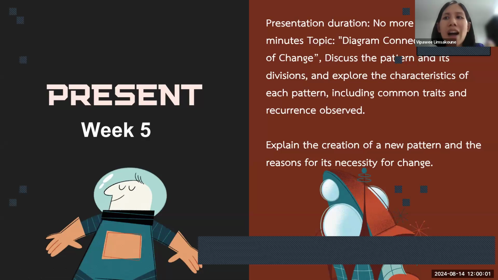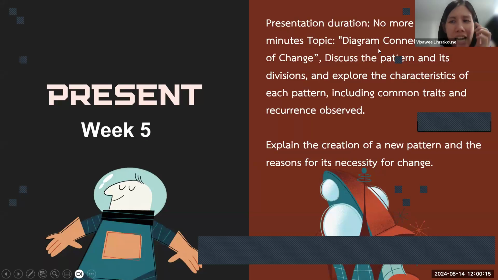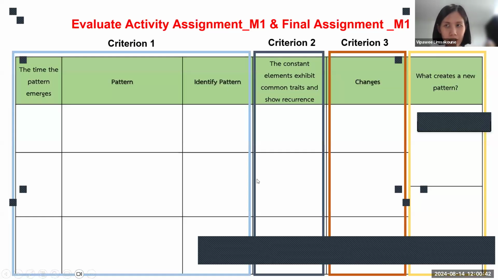Week 5 is going to be presentation time, and I ask for a maximum of 3 minutes. Okay. So you have a limited time to present on the diagram connecting the course of change, which means the slide, and discuss the patterns and their divisions or categories, and explore the characteristics of each pattern, including common threads and recurrence observed. Yeah.